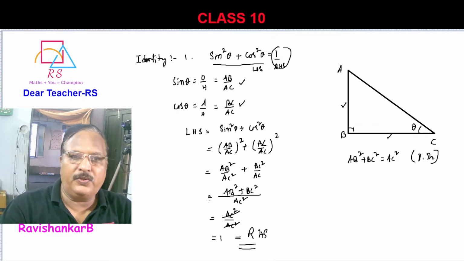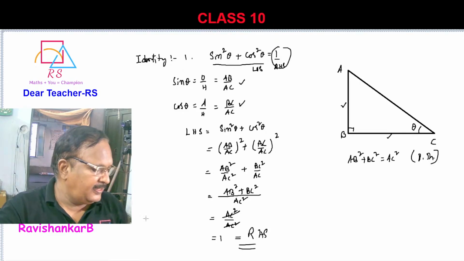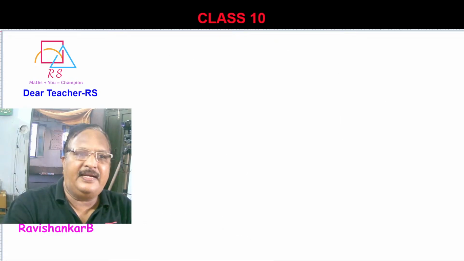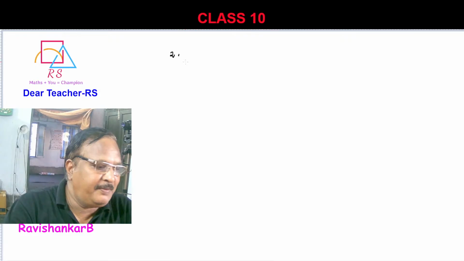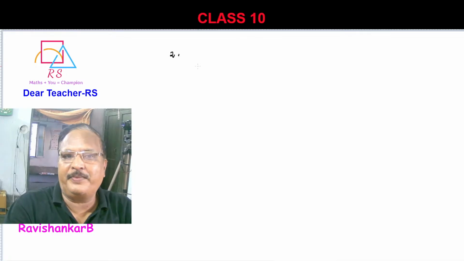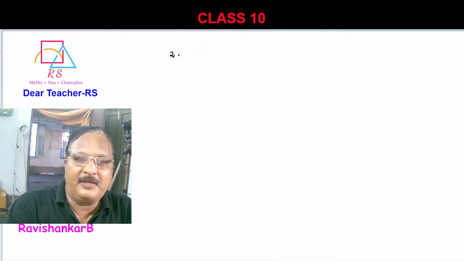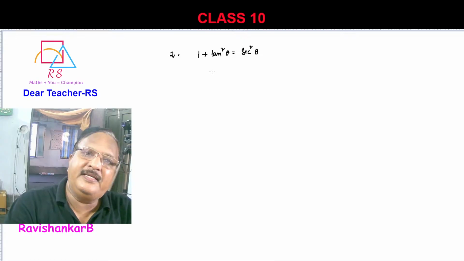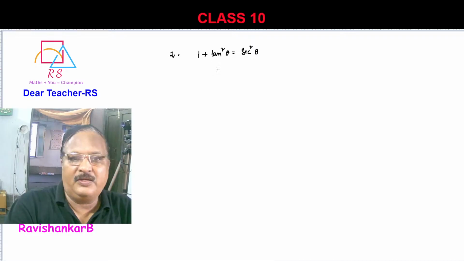So let us go to the second identity. Here the advantage is I can rub the board immediately, because if you want to copy, you can pause the video and copy. The second identity is the relation based on tan theta: 1 plus tan square theta is equal to secant square theta.